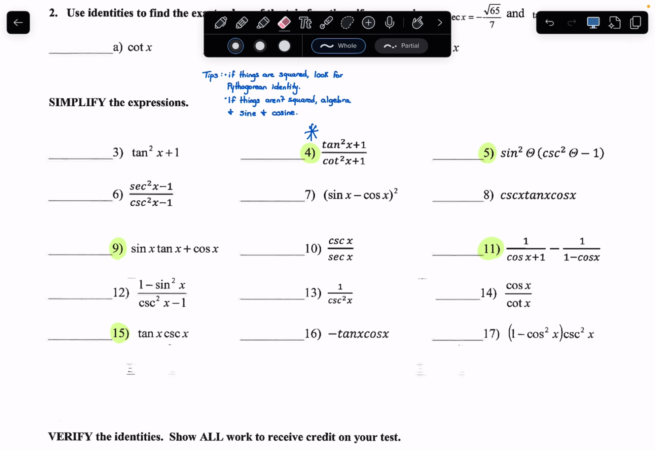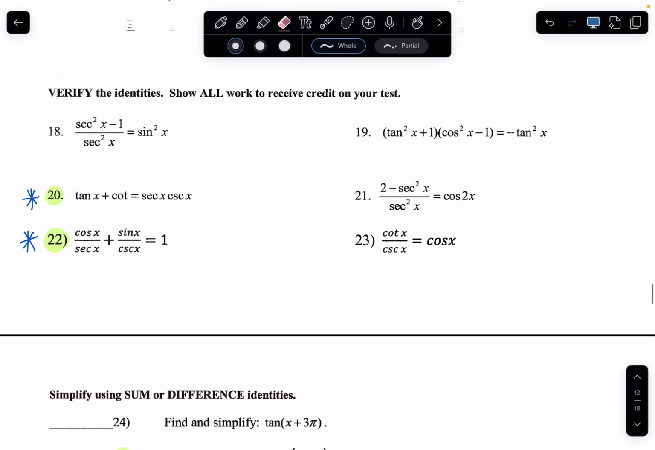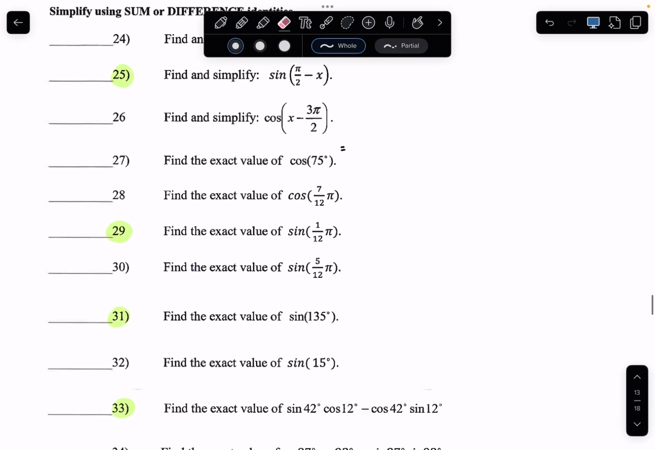And then I give you 5 verify. So where you do know where you're supposed to stop, where you're making one side look like the other. And then I give you 4 sum and difference.